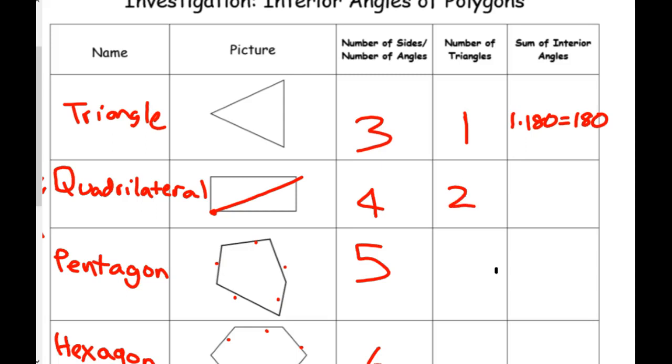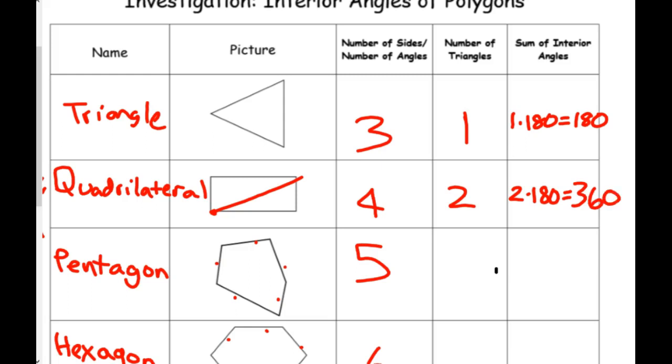Now here's the question. How many degrees are inside of a 4-sided figure? You may or may not know. But here's how you can find out. If you know there's 2 triangles, and each of those is 180, it's going to be 2 times 180. So that's why over here, I'm going to take that number of triangles times 180. What's 2 times 180? 360, okay? Cool. Let's do it again.